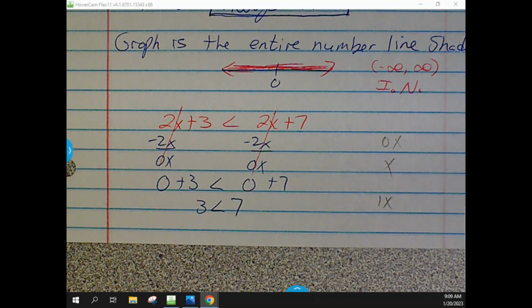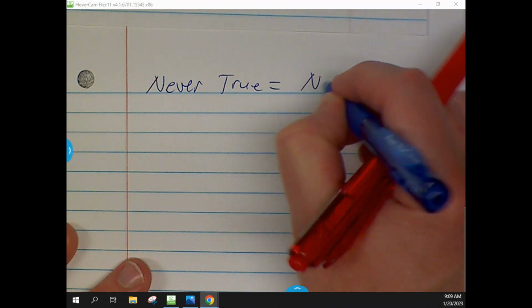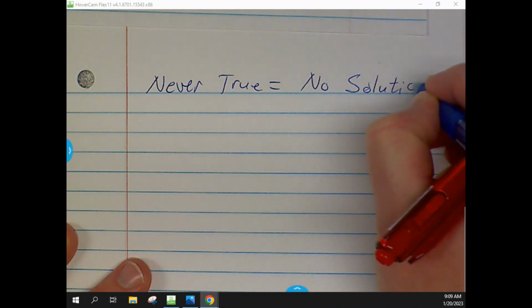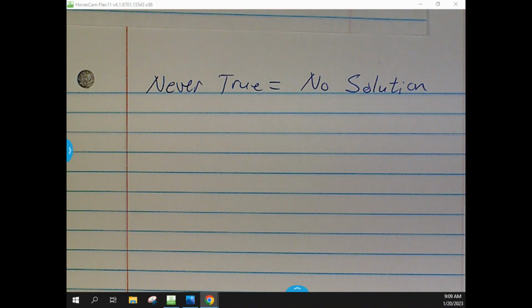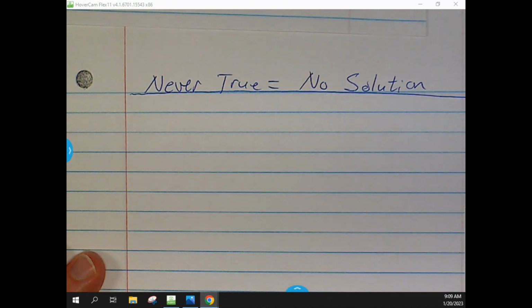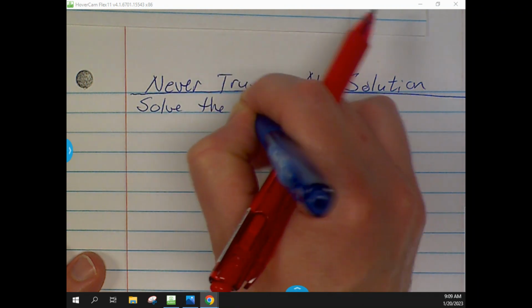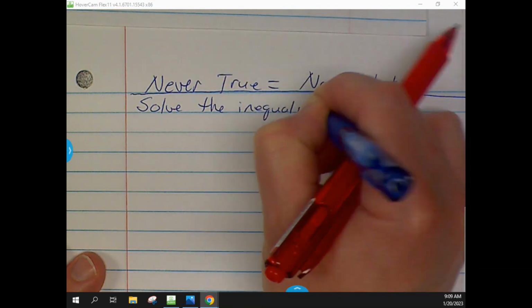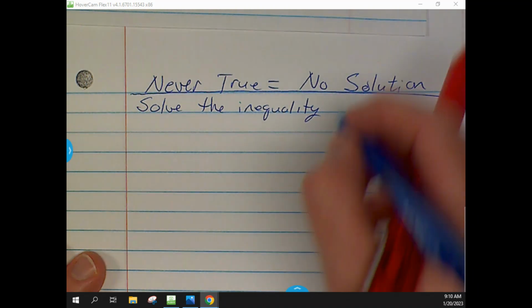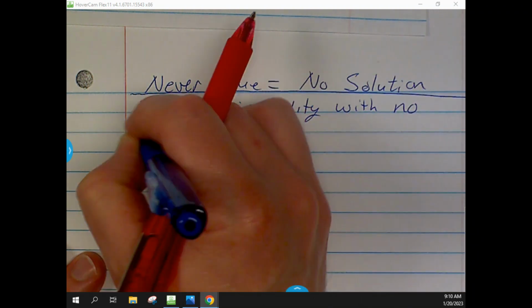Okay, so on the flip side of that one, we got what they call never true, which is basically the same thing as no solution. Yeah, and this one's just the opposite of what we were doing for the always true. You're going to solve this one. You're going to solve the inequality with no variables in your answer.